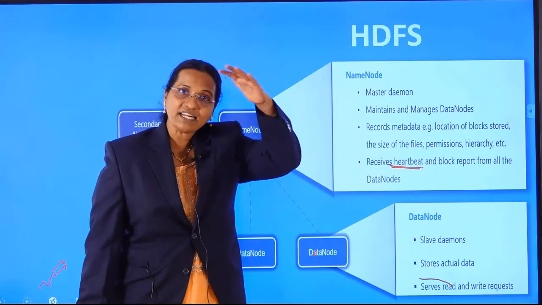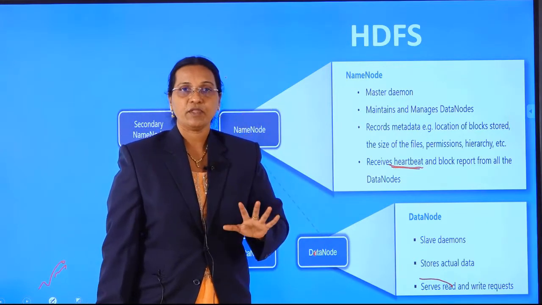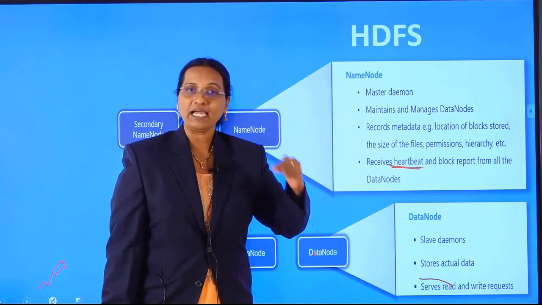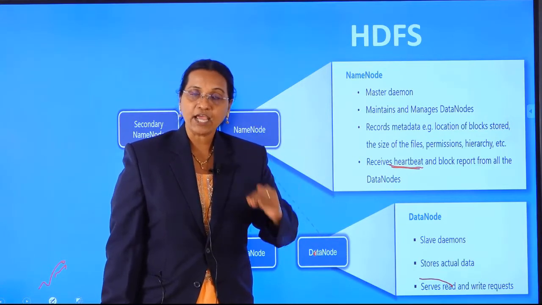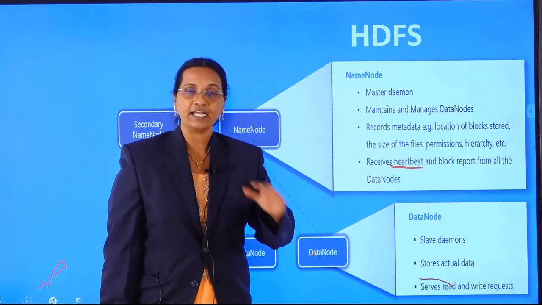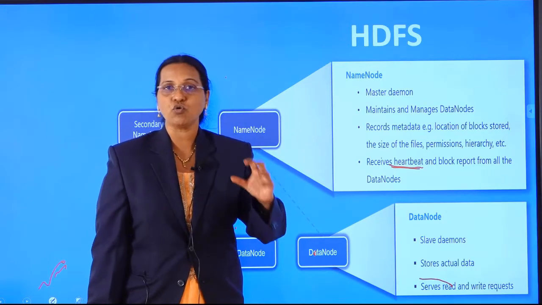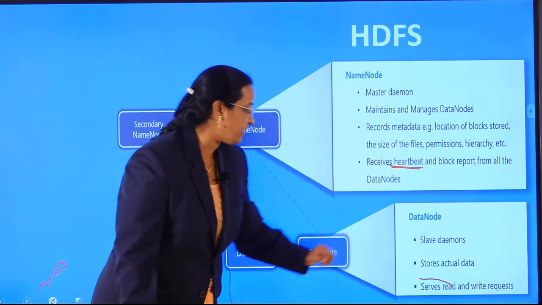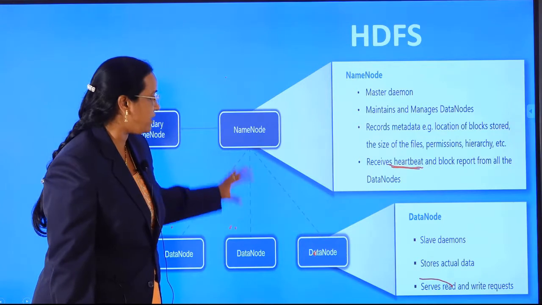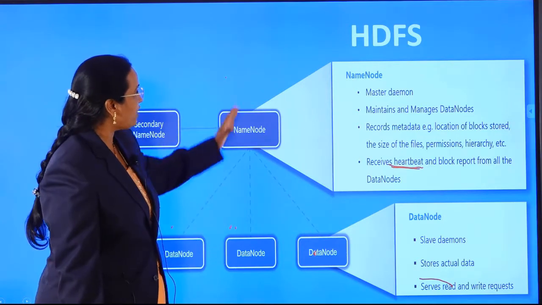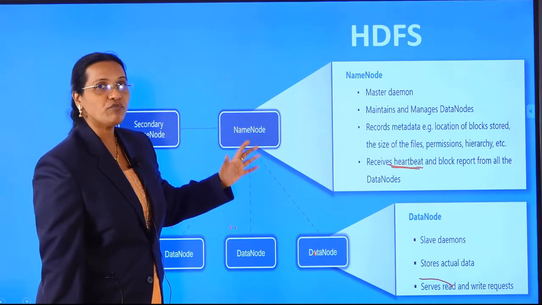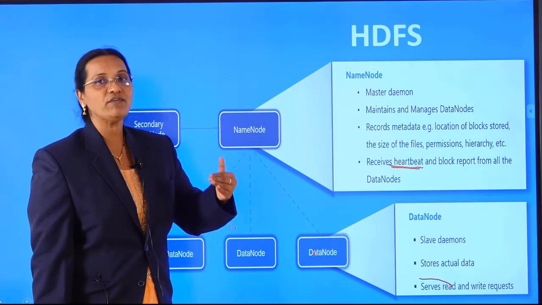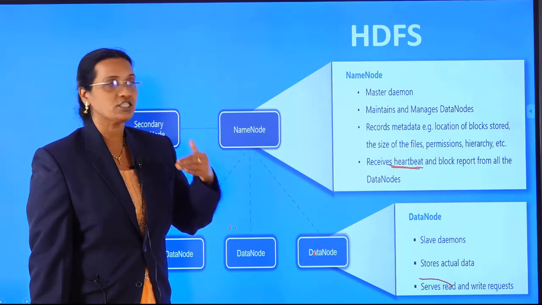That means the master does not hold the data. The master keeps only the metadata or meta information, and the slave nodes, or data nodes, only store the data, right? And they serve read and write requests. From here only the read and write requests happen. So in this fashion, the Hadoop Distributed File System works, which we are going to see in detail when we see the Hadoop cluster.